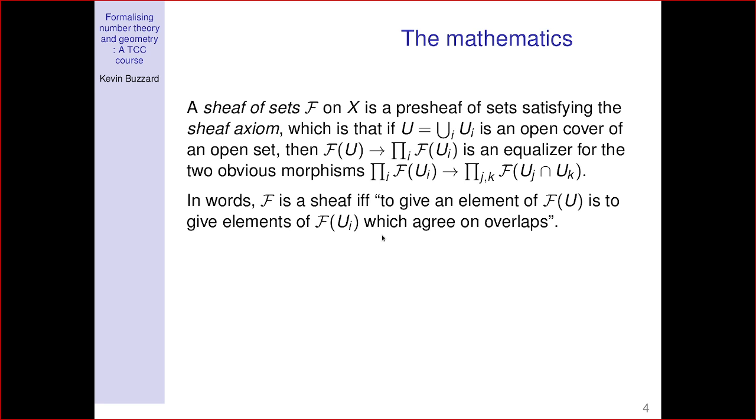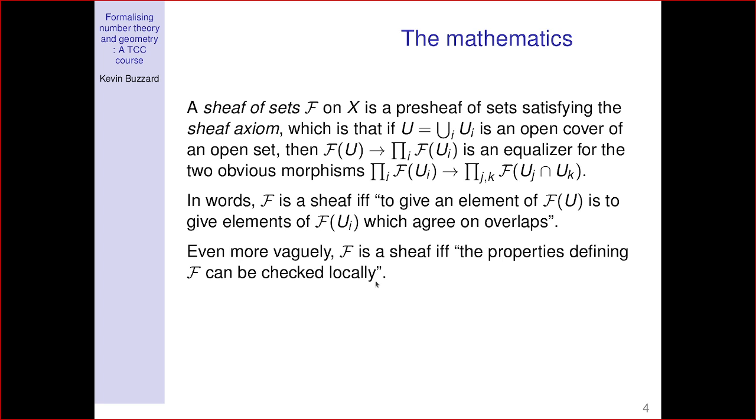So that's a completely concrete, rigorous, lowbrow way of explaining it. And then there are higher brow ways of explaining it. Somehow the nice middle ground way is this way. The sheaf axiom says that to give an element of F of U is to give elements of F of UI for all I which agree on overlaps, right? That's a nice mathematical picture, which explains the nonsense in the previous paragraph. And then even more vaguely, sometimes people describe sheaves as pre-sheaves such that the properties defining F can be checked locally.